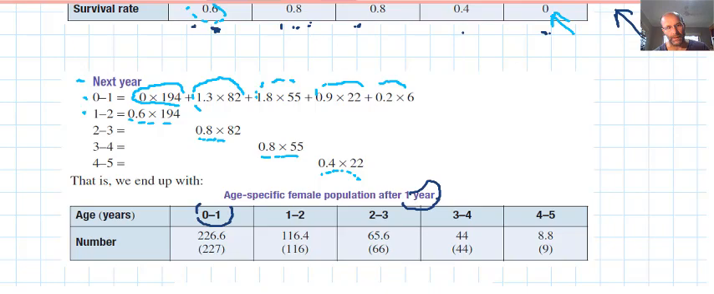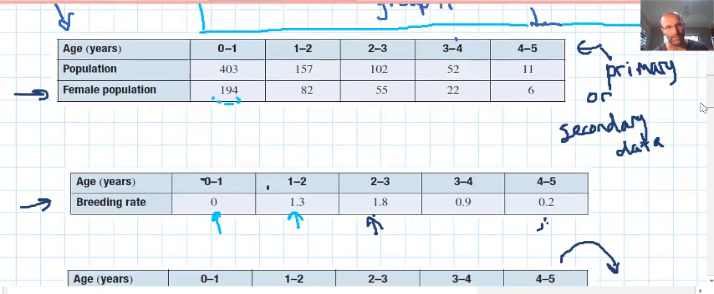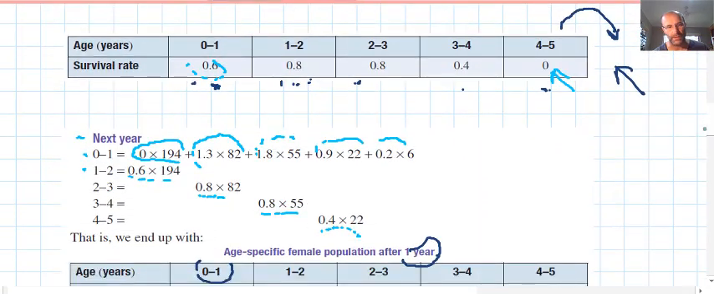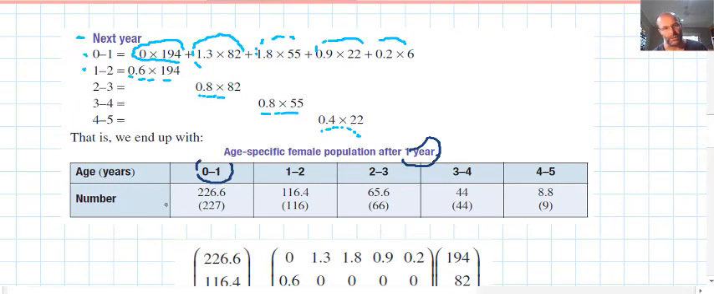So you can see that we have a change in the population. We had 194, 82, 55, 22 and 6. And now we've got a different population. We've got 227, 116, 66, 44 and 9. So we have an increase there. Notice how it's rounded because these are discrete entities. So you might get decimals, but you have to round them to the nearest whole number.